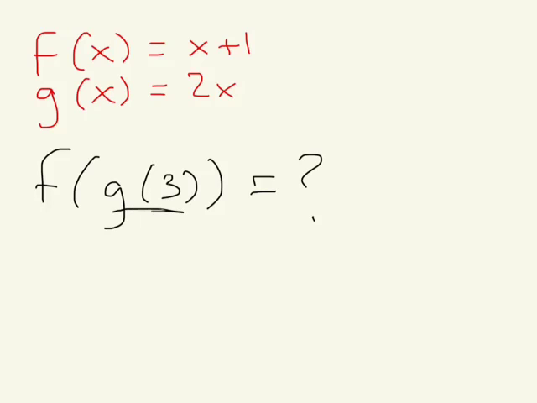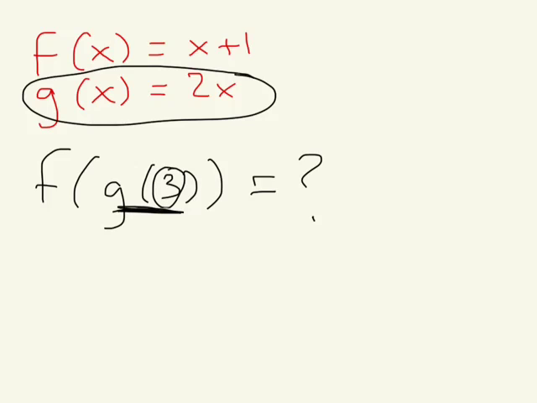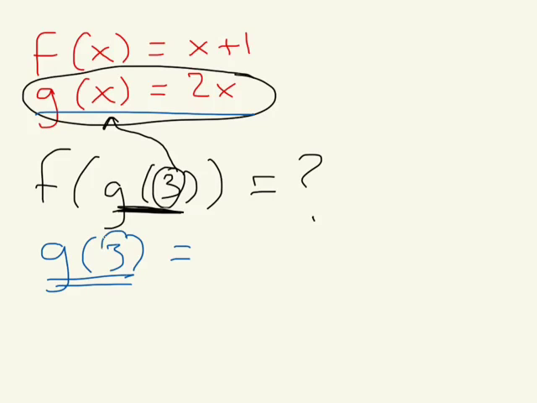So again, we look at the inside, and we see that's a g of 3. So instead of going to the g table, which we don't have, we go to the g equation right here. And just like in the table we looked for this number in the table, we're going to plug this number into the g equation. So we get g of 3 equals, and if we see g of 3, that's an instruction to replace every x in this equation with this number, which is a 3. So that's g of 3 equals 2 times 3. 2 times 3 equals 6, so g of 3 equals 6.